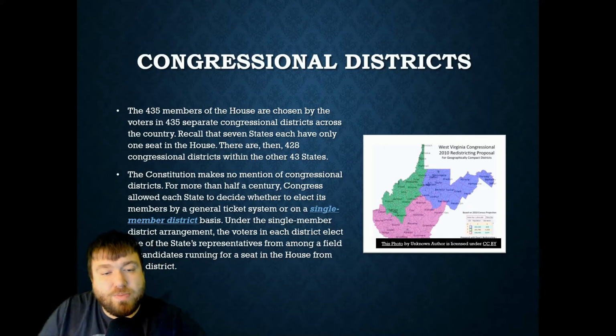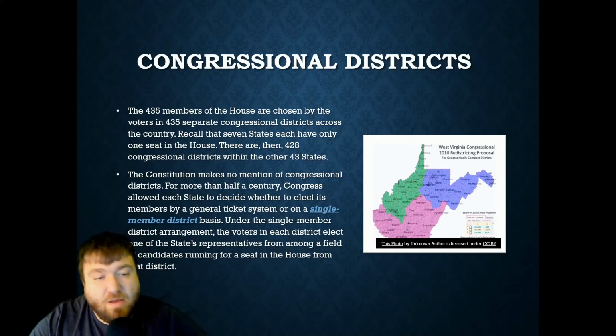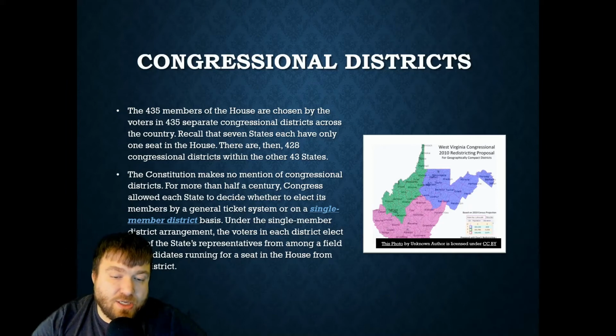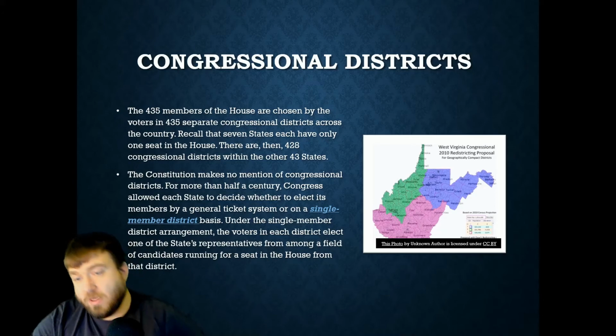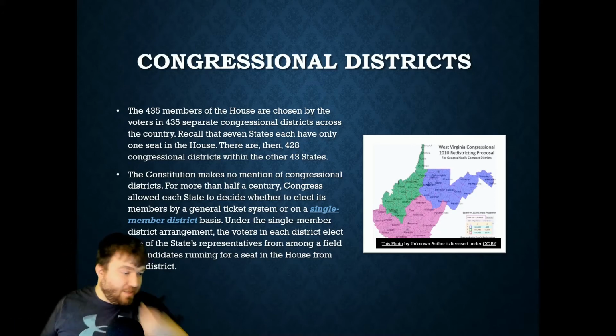The Constitution makes no mention of congressional districts. For more than half a century, Congress allowed each state to decide whether to elect its members by a general ticket system or on a single-member district basis. Under the single-member district arrangement, the voters in each district elect one of the state's representatives from among a field of candidates running for a seat in the House from that district. So, that is how we do it in West Virginia.